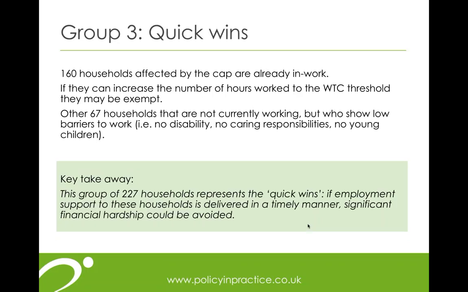The third group are the quick wins. What we call quick wins are those households that are either already in work and they are capped, or households that are not far from the world of employment, so with low barriers to work. In Croydon, there were 168 households that were working. If these households were to increase their hours worked, they could reach the working tax credit threshold and therefore be exempted. And similarly, there were another 67 households not currently working, but who show low barriers to work.